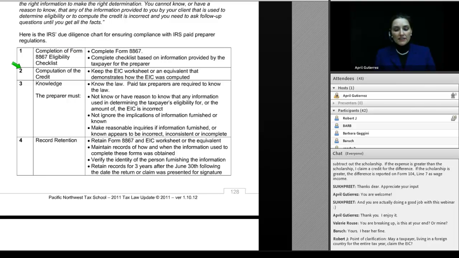Okay, computation of credit. Keep the EIC worksheet or an equivalent that demonstrates how the credit was computed. Knowledge. Know the law. Paid preparers are required to know the law. And the preparer must not know or have a reason to know that any of the information used to determine EIC is wrong. Not ignore the implications of information furnished or known, and make reasonable inquiries if information furnished or known appears to be incorrect, inconsistent, or incomplete.